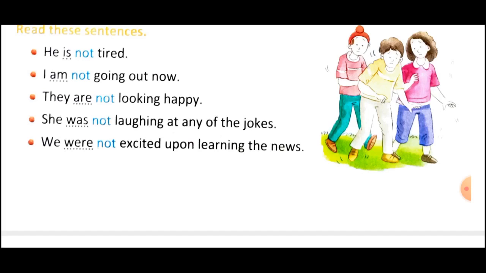How can you identify the type of sentence? By understanding the verb form. Here the ing form of the verb is given, that means it is continuous tense, and am/is/are is given, that means it is present continuous tense.